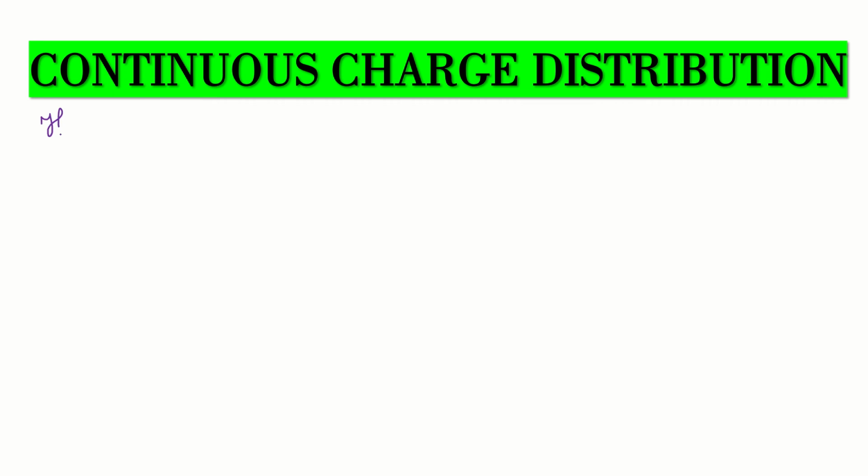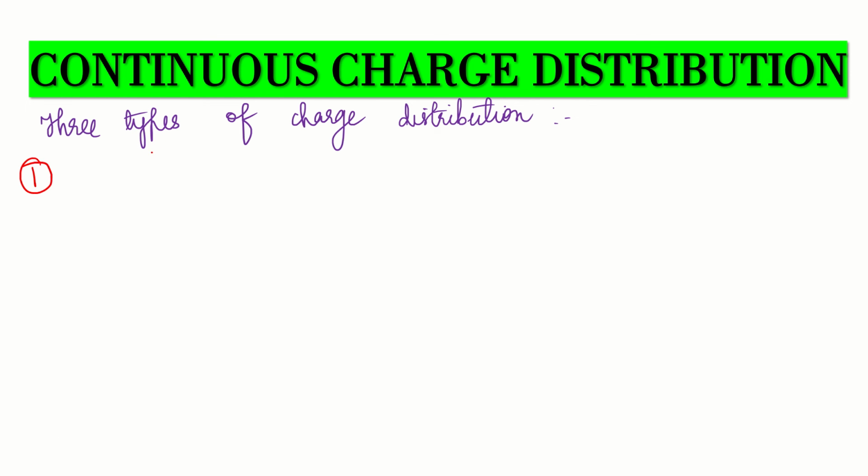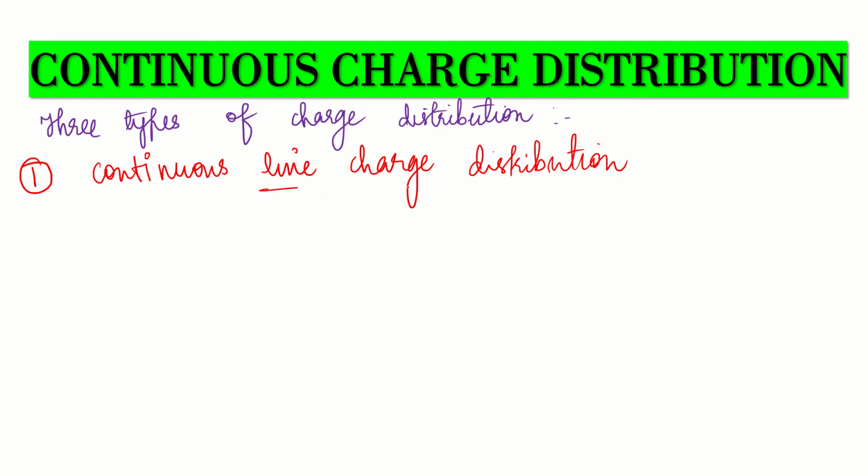There are 3 types of charge distribution. First one is continuous line charge distribution.